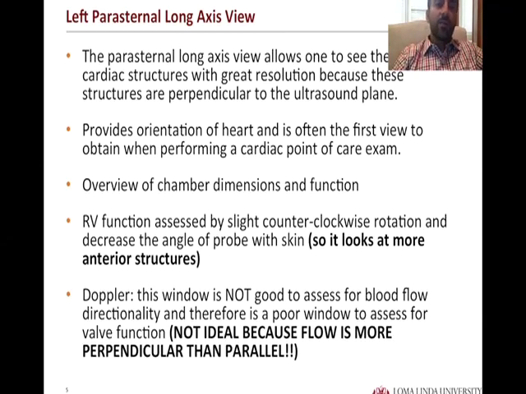We'll talk about the other views and windows that we use to actually quantify valvular function. But again, the parasternal views are not ideal because of the fact that we are perpendicular rather than parallel to flow.